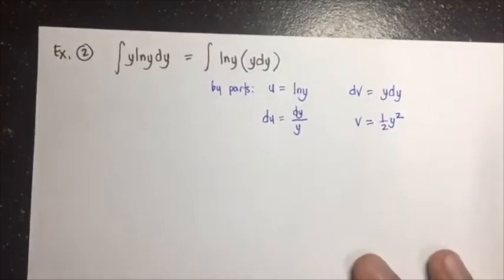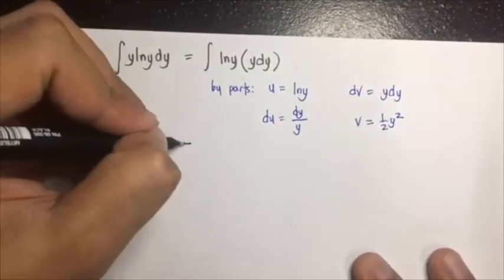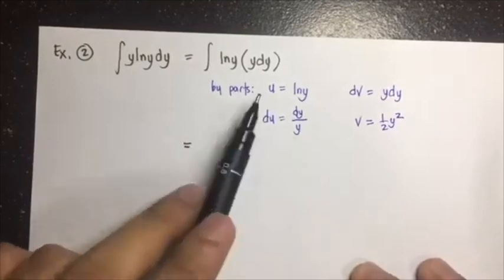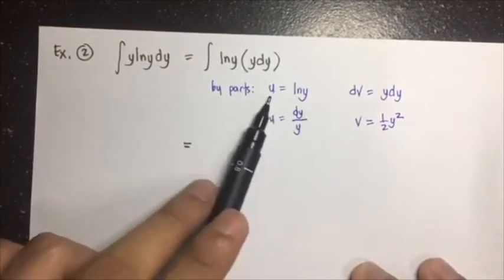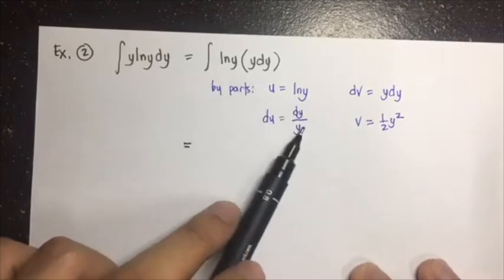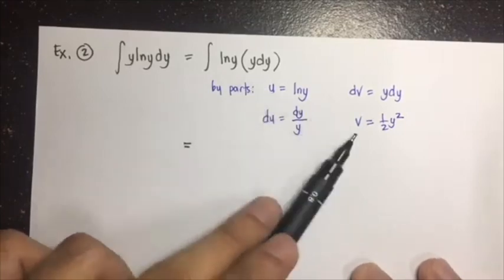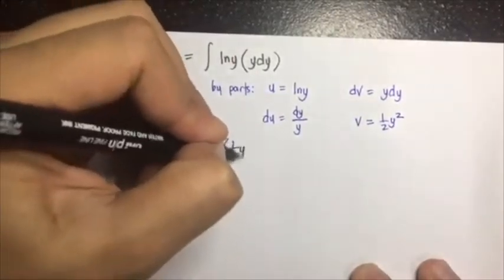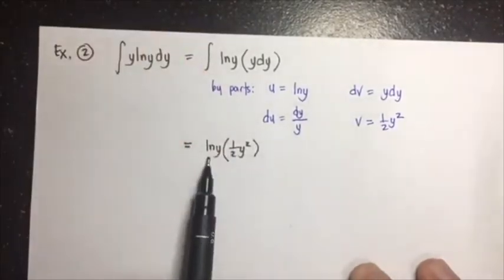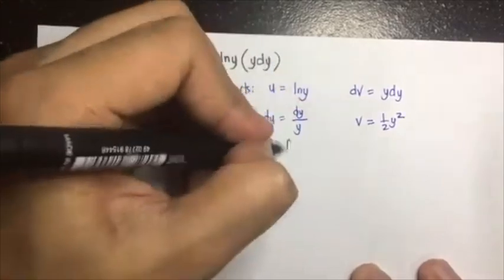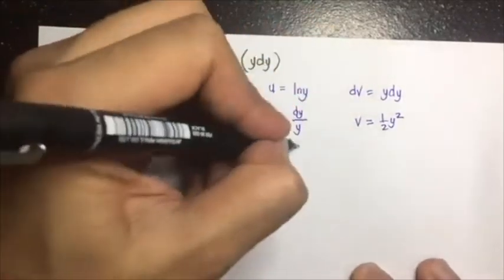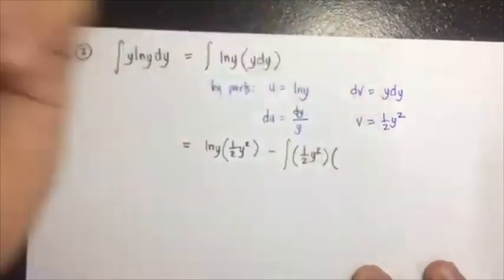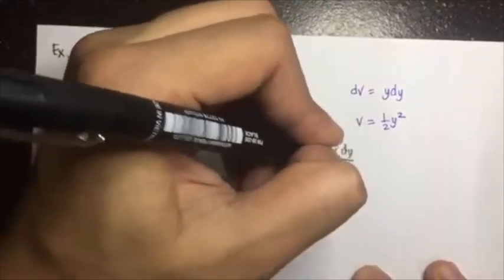Okay, so applying the integration by parts, from the formula, the integral of u dv is equal to uv minus the integral of v du. So u times v, so ln of y times 1/2 y squared. So this is our u, and then this is our v, minus the integral of v multiplied by du. So we have dy over y.